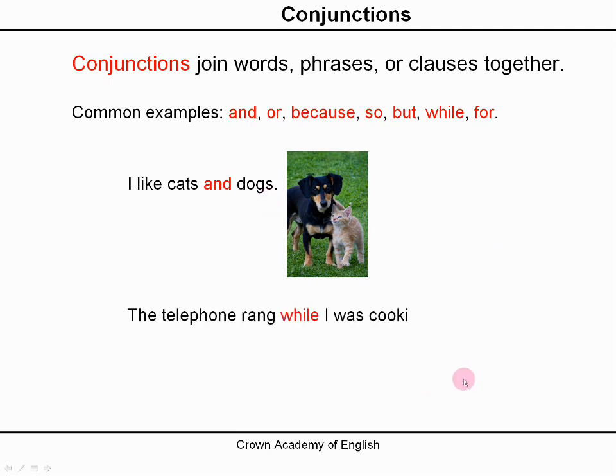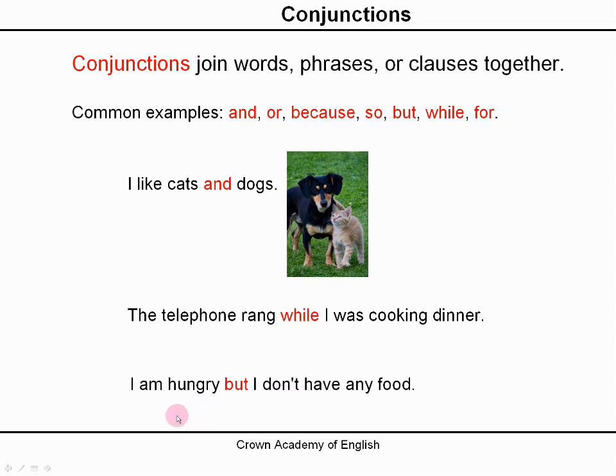The telephone rang while I was cooking dinner. So here we have two clauses. The telephone rang. I was cooking dinner. And the conjunction while, it joins these two clauses together because we don't want to make separate sentences, because the two clauses are related in time. So we want to join them together with the conjunction while.